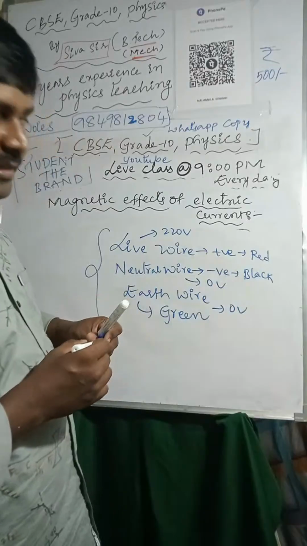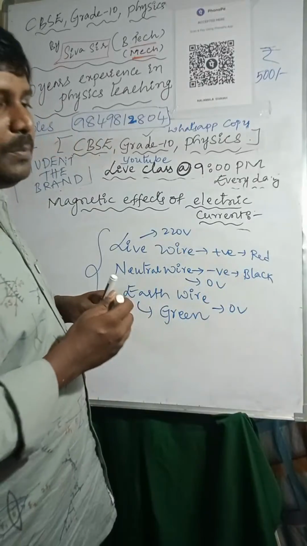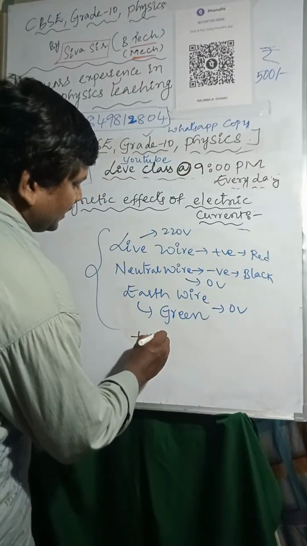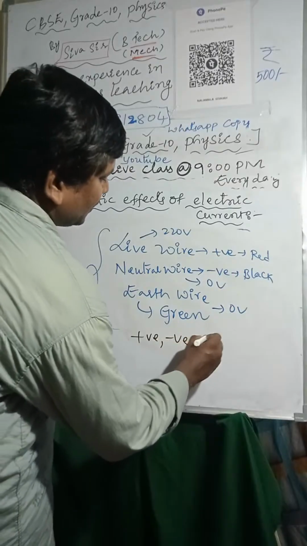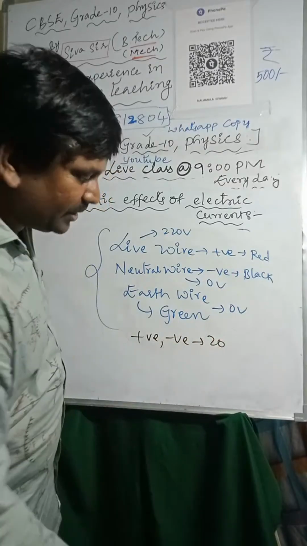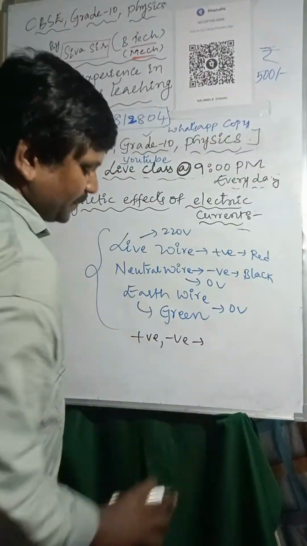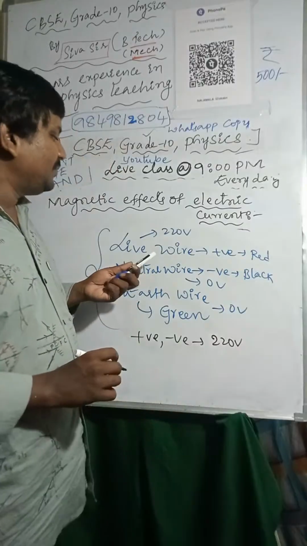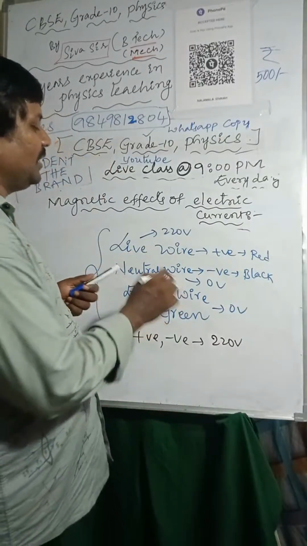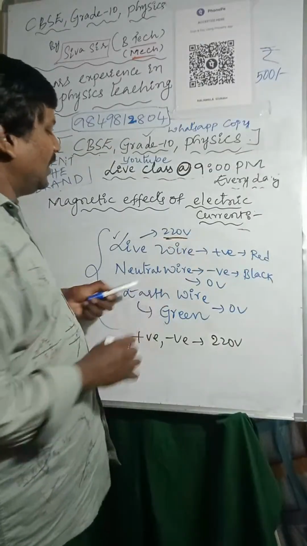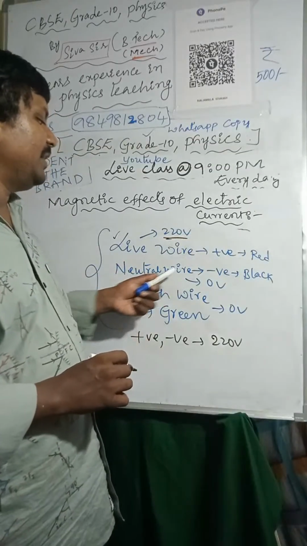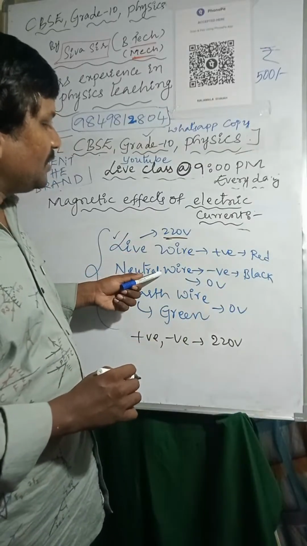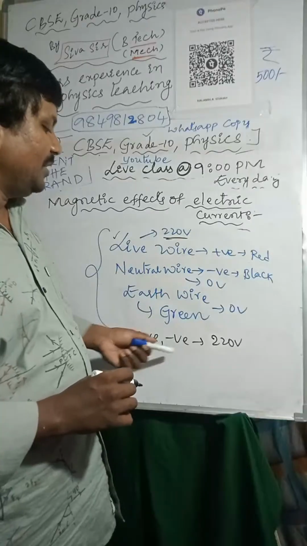So if they ask the potential difference between live wire and neutral wire, it is 220. So very important. This question is expected to come in the board exam, 220 volts. If they ask for the live wire alone, it is 220. For the potential of the neutral wire alone, it is 0. Potential of the earth wire is 0. The potential difference between live wire and neutral wire is 220 minus 0, 220 only.